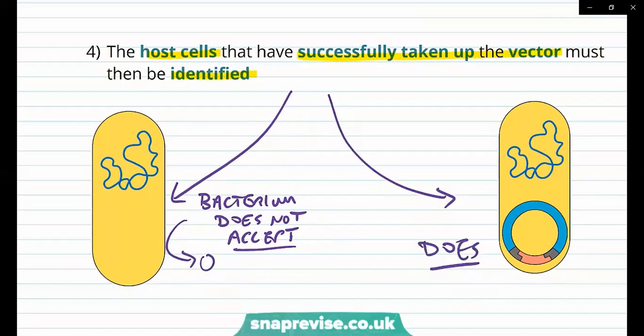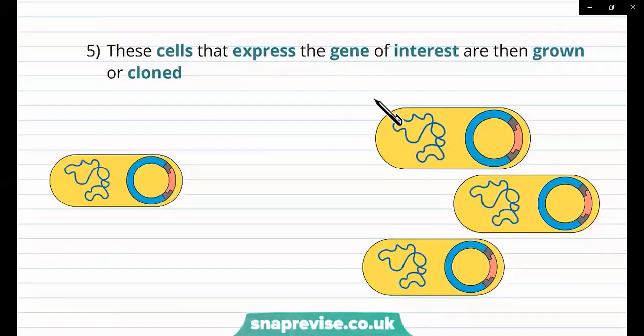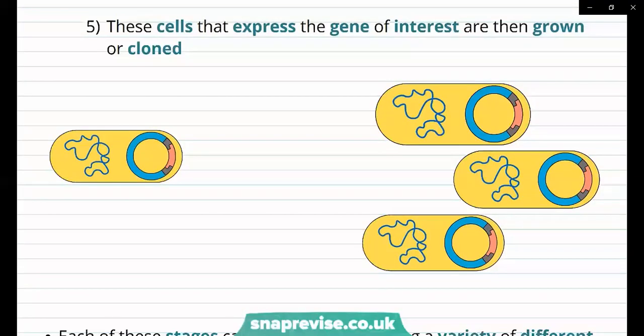So what we need to do is identify those that have taken up the vector against those that haven't. And then the only ones that are useful to us are the cells which have taken up the vector. So the cells that have taken up the vector express the gene of interest. We don't grow them or clone them. So now we've identified those ones that have the vector inside of them, and so they've taken up that gene.